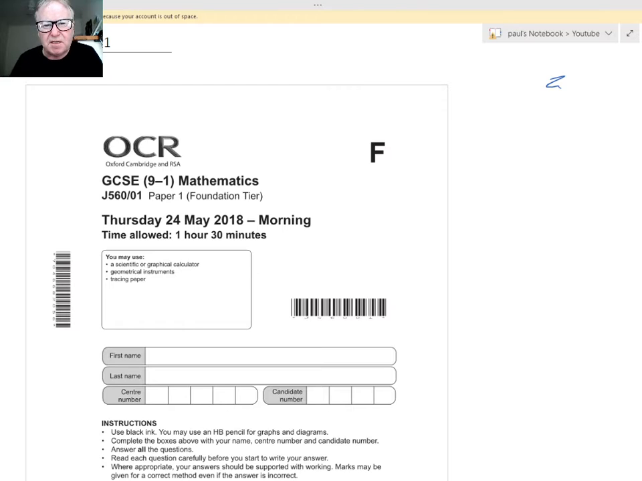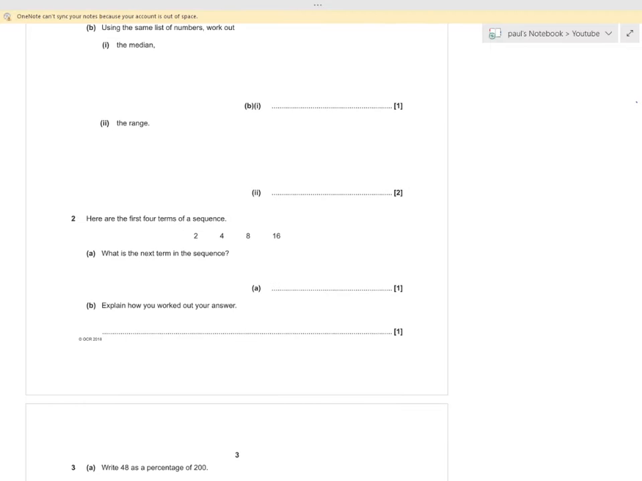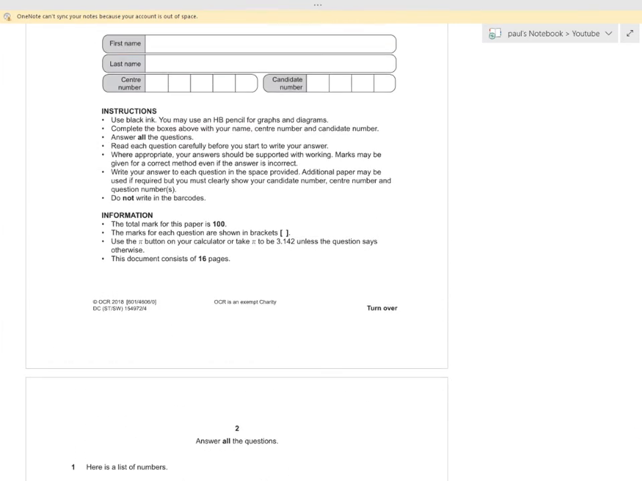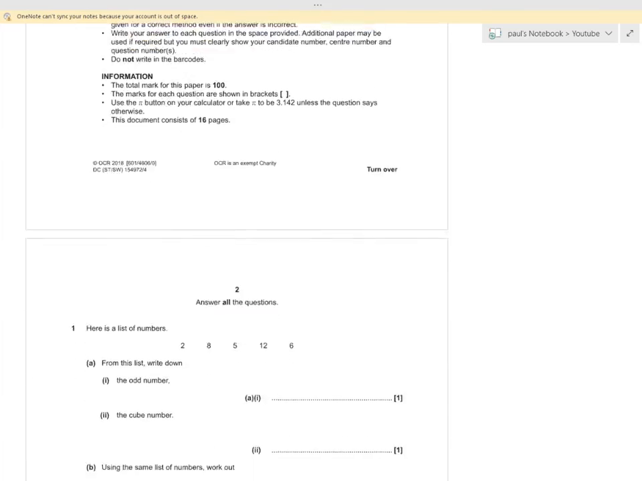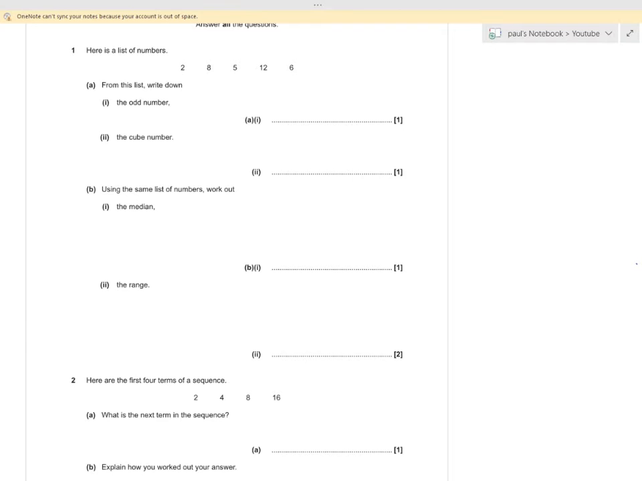Right, this is OCR and now we've jumped to the summer in 2018, GCSE Foundation, and I don't know whether you can see that or not, but you can use a calculator on this one, and it's paper 1. So let's have a go, see what we can do. Right, make this go up and down first. Right, so there we go, we've got an hour and a half to do this.